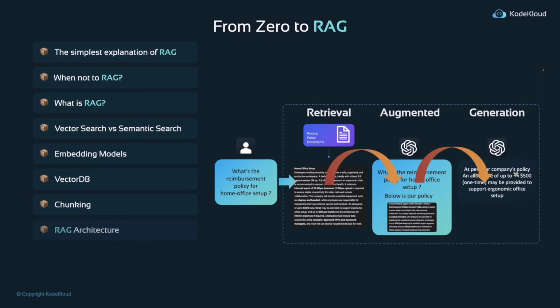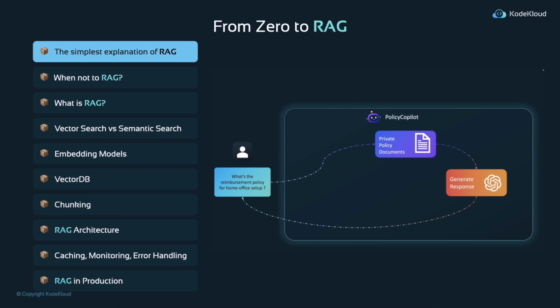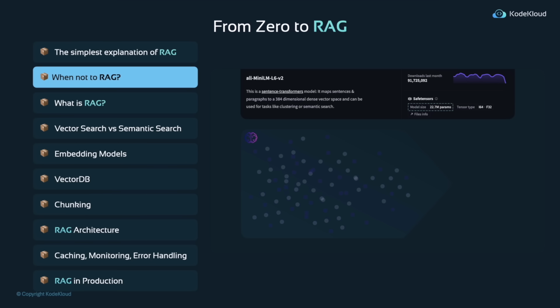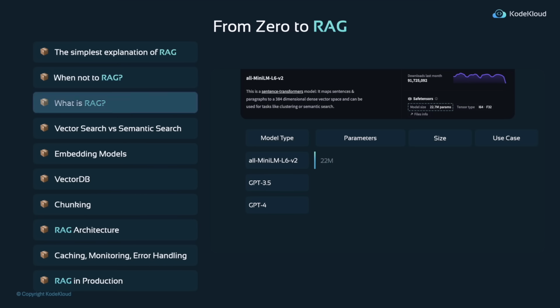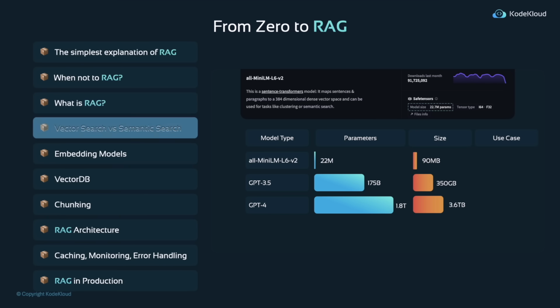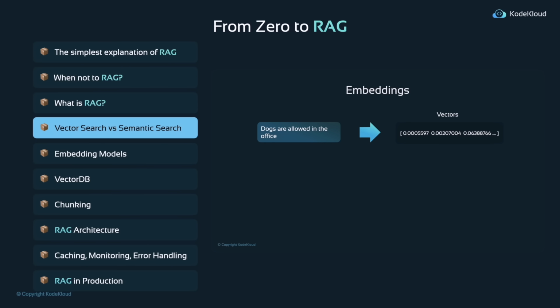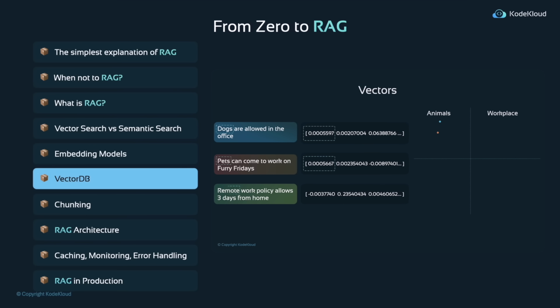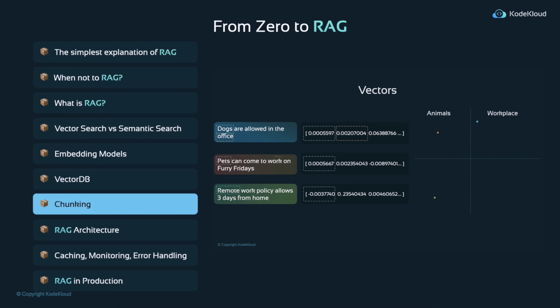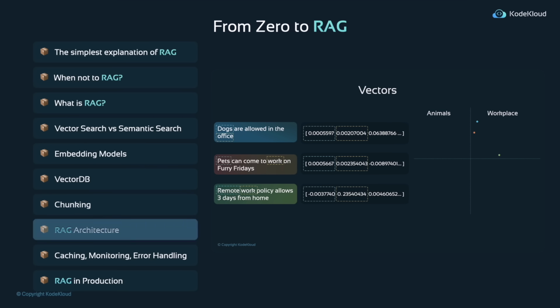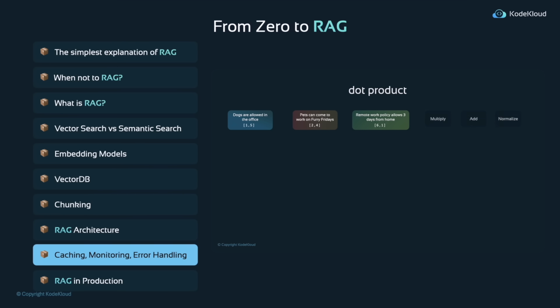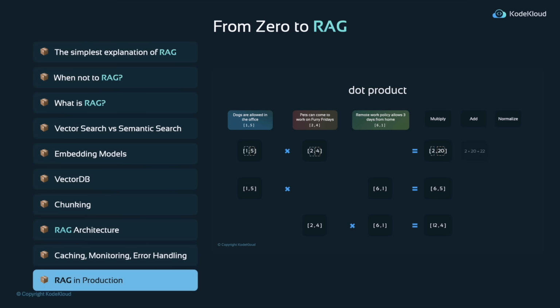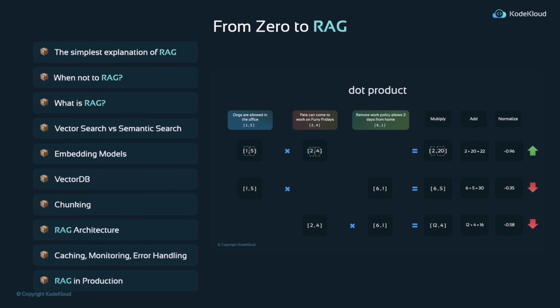We'll start with the simplest explanation of RAG there is, then we'll look into when to and when not to RAG. We'll then look into what is RAG. We'll then understand some of the prerequisites such as vector search versus semantic search, embedding models, vector DB, chunking using a simple use case, and finally bring all of that together into RAG architecture. We'll then look into caching, monitoring, and error handling techniques, and close with exploring a brief setup of deploying RAG in production.